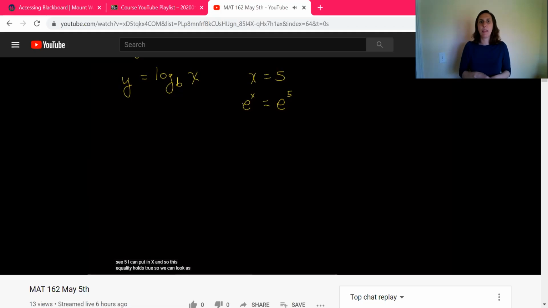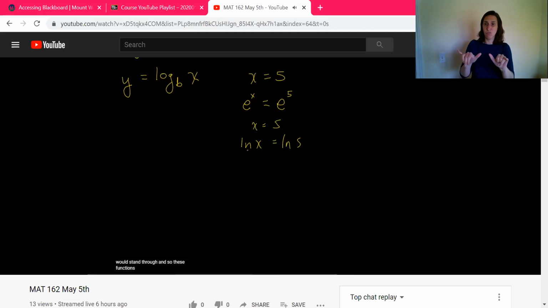So we can look at the function e, the base of the natural base, as being an operator. I can do the operation of taking this side as a power to e. I could also do something similar. If x equals 5, I could say the natural log of x is equal to the natural log of 5, because whatever I have for x, I could replace with 5. My equality would stand through. And so these functions can work as operations.